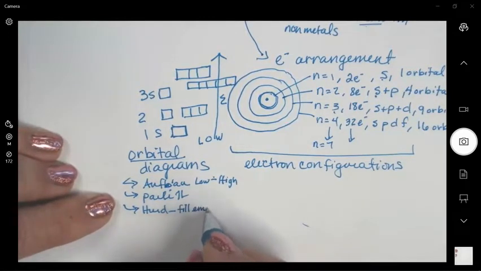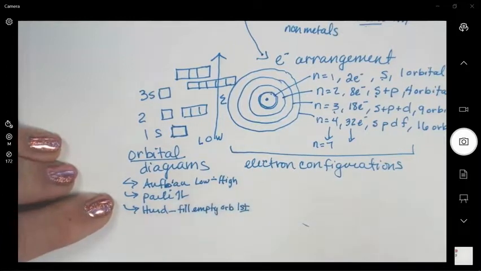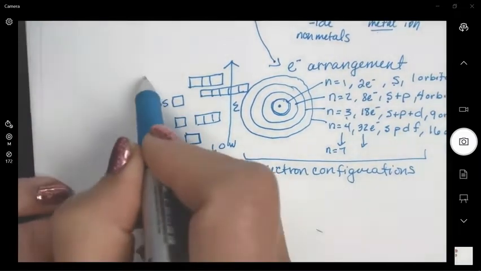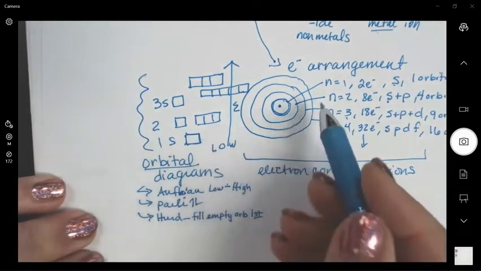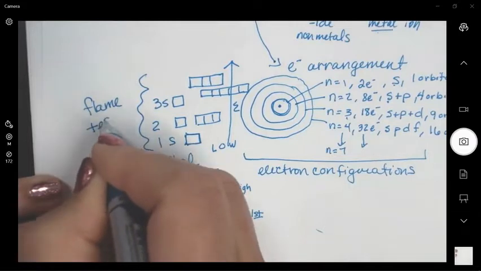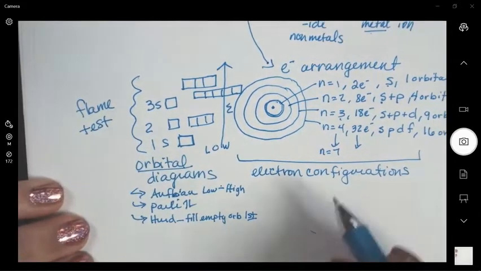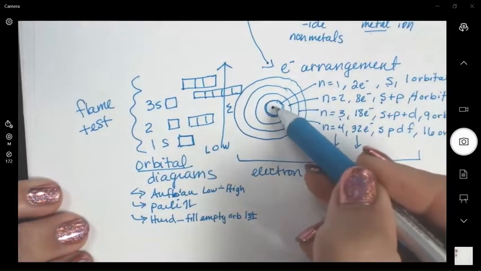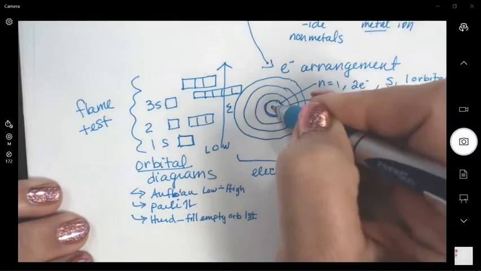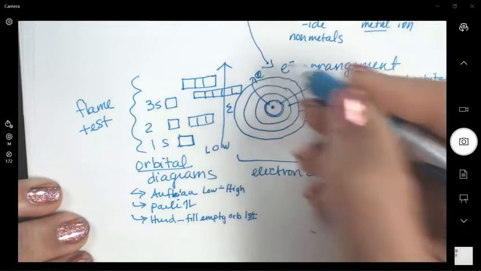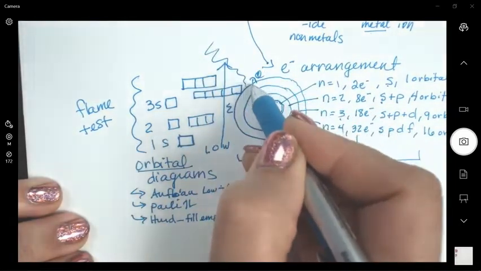So fill empty orbitals first. And I already alluded to why we did this, so we could discuss the flame test lab. The flame test lab was all about adding energy to an atom. And when you add energy to an electron, it jumps to a higher energy level. So when you put energy in, the electron jumps.